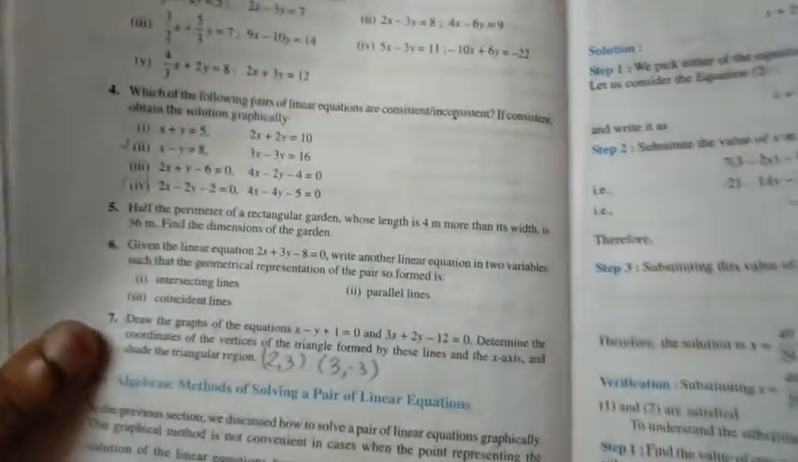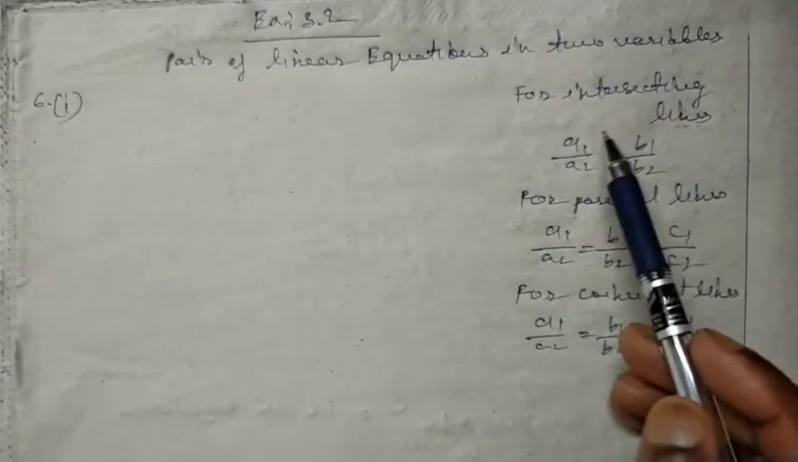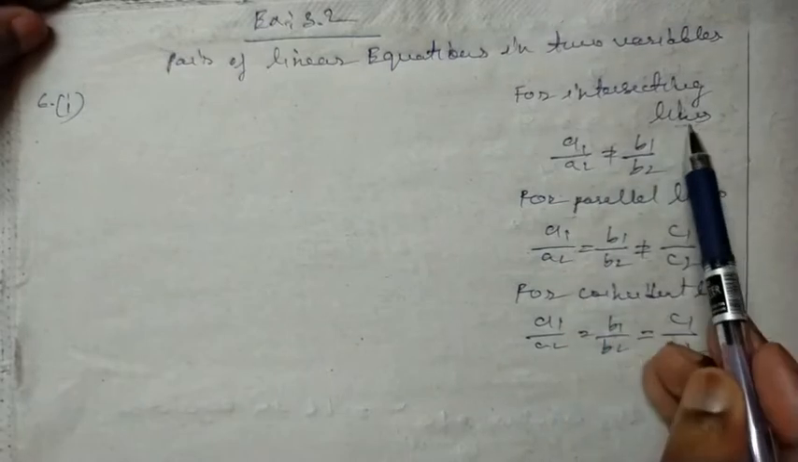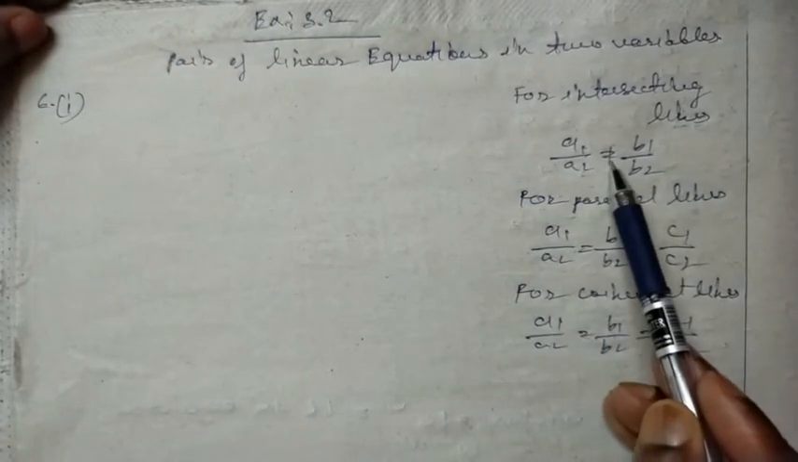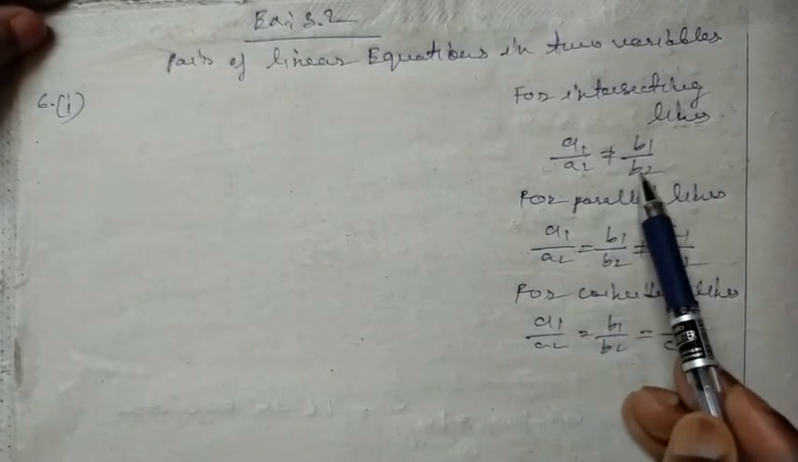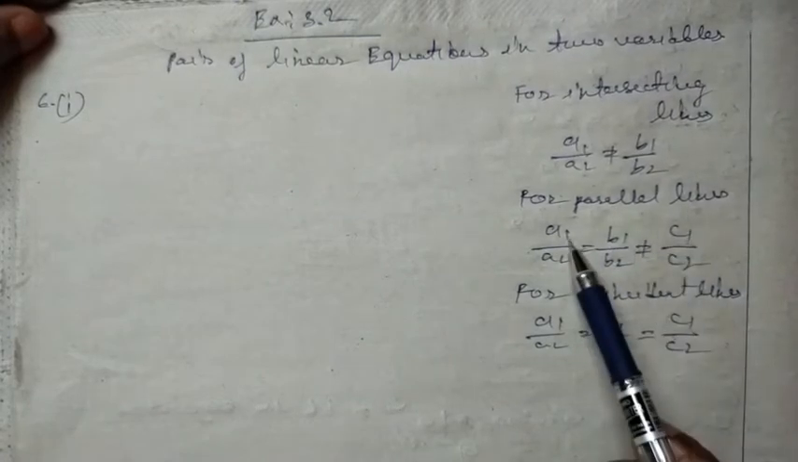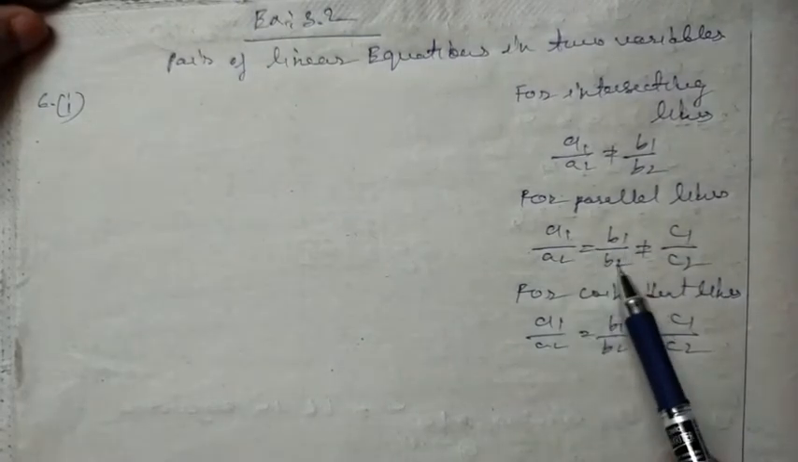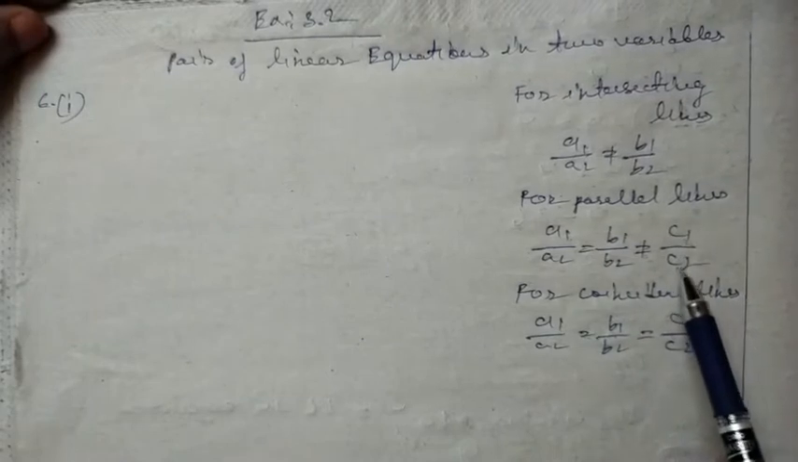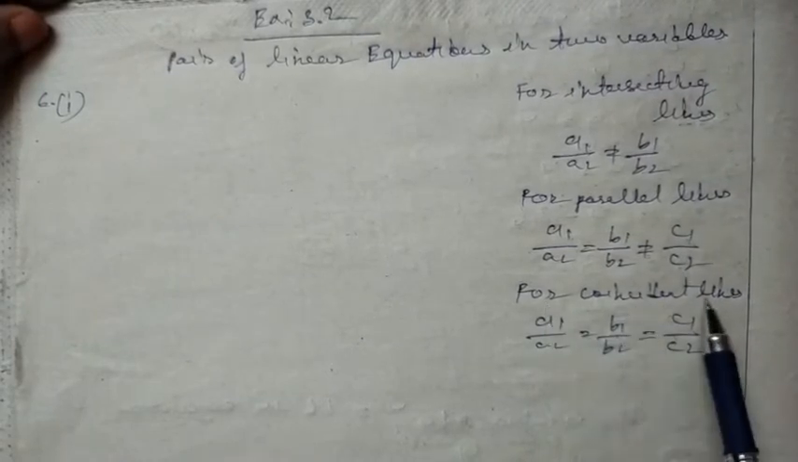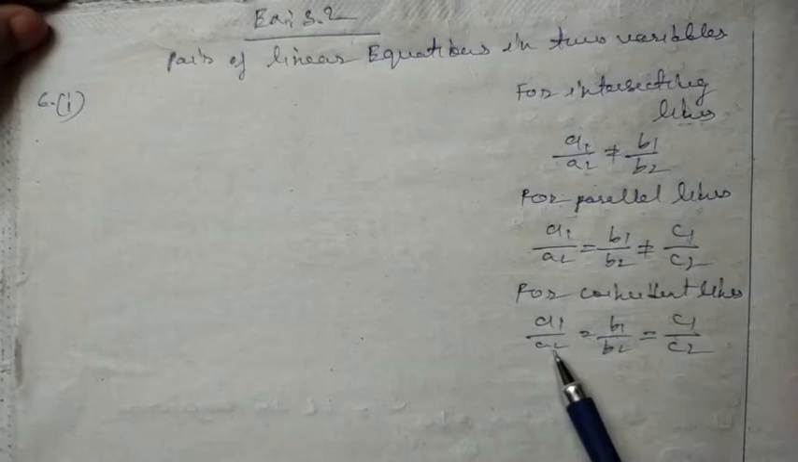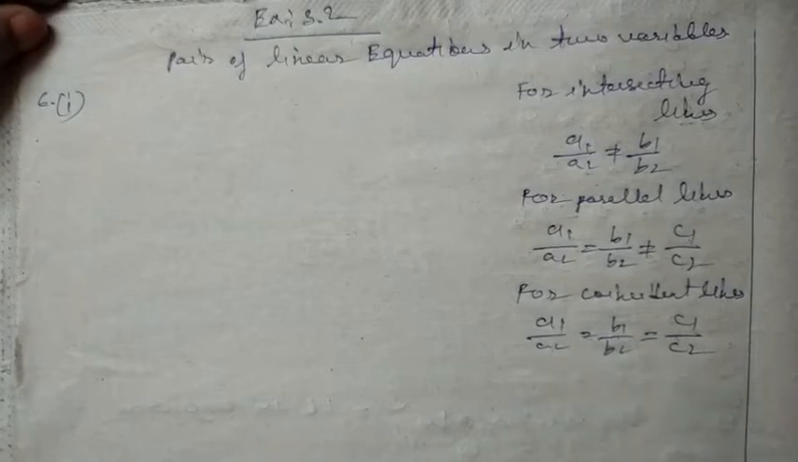As we know, for intersecting lines, a1/a2 is not equal to b1/b2. For parallel lines, a1/a2 = b1/b2 is not equal to c1/c2. For coincident lines, the ratio a1/a2 = b1/b2 = c1/c2.